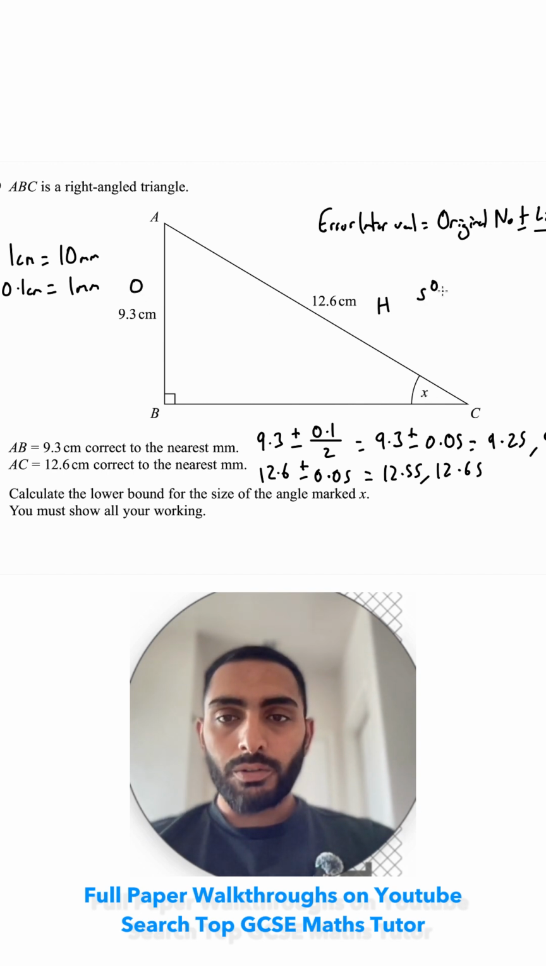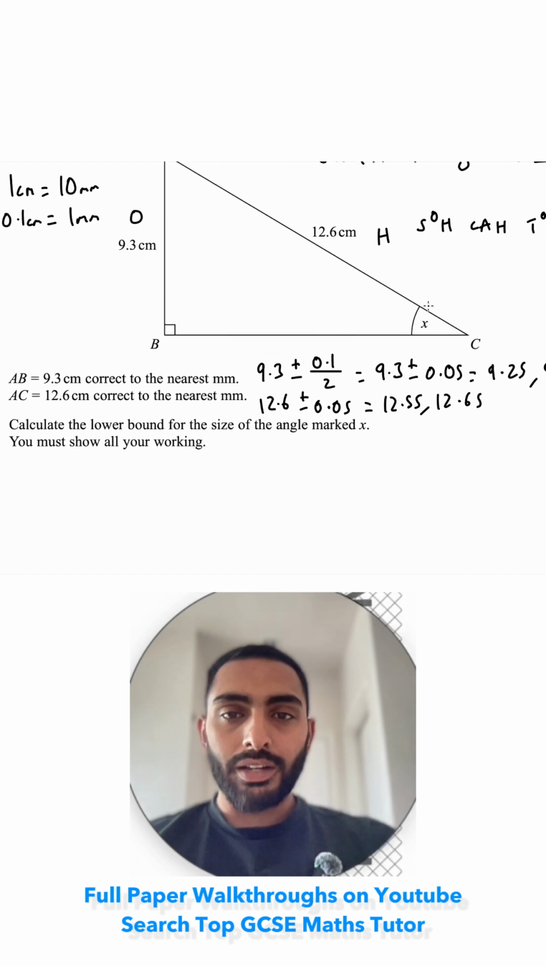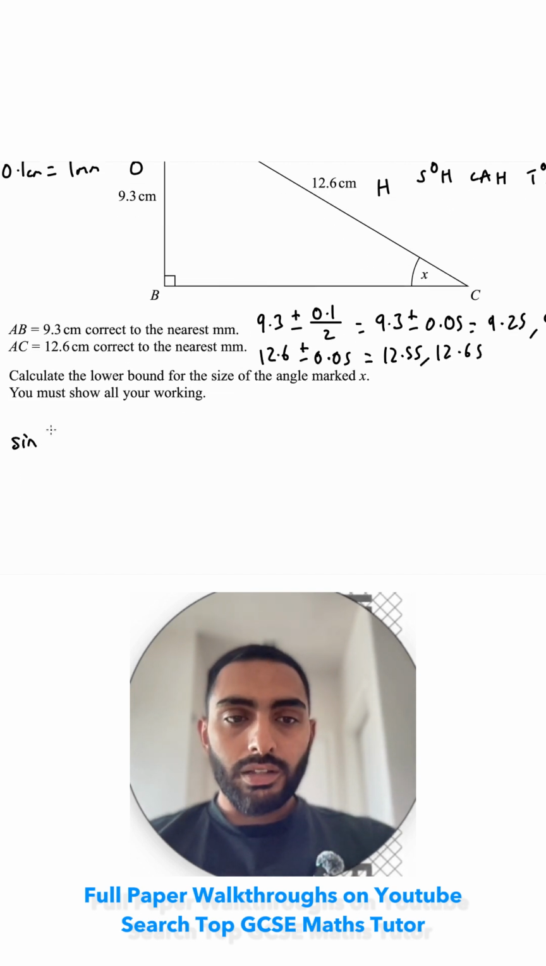So which ones from SOH CAH TOA are we going to be using? We're looking for O and H, so that's going to be sine. It's going to be the inverse sine, because we're trying to find an angle, of the opposite over the hypotenuse. So it's O over H.